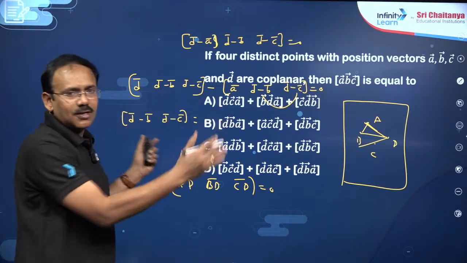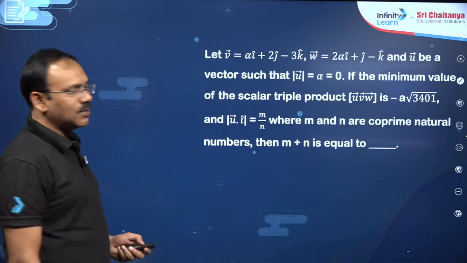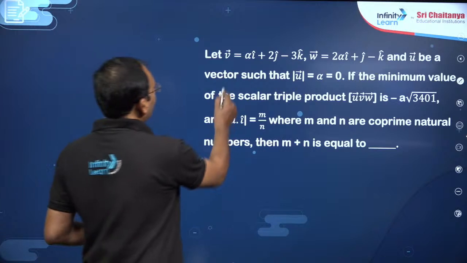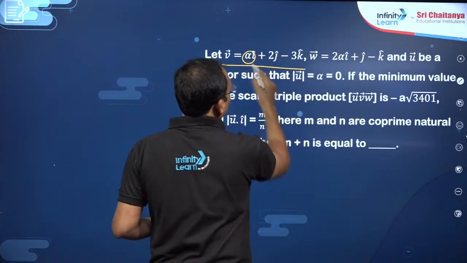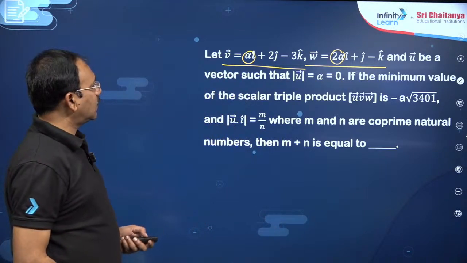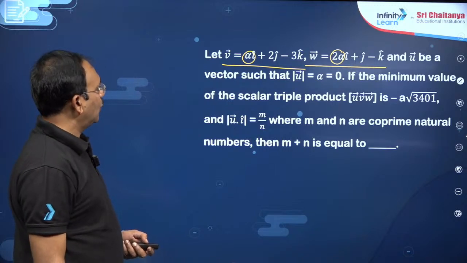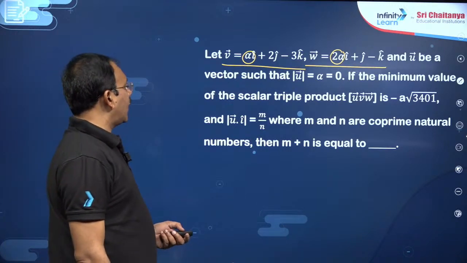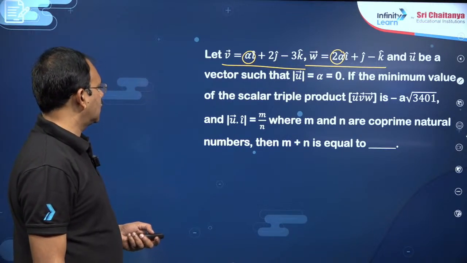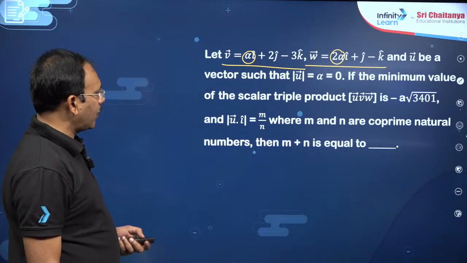Just split the box by 2 elements in the row, like a determinant can be split into 2. You see, my dear friends, even in these questions, V bar is given, a vector, W bar is given, where alpha is unknown, and U bar is a vector such that magnitude of U bar is alpha equal to 0. Oh, if alpha is 0, why to write? The minimum value of the scalar triple product box UVW is minus A into this, and U bar dot I cap is M by N, where M, N are co-primes, natural numbers.